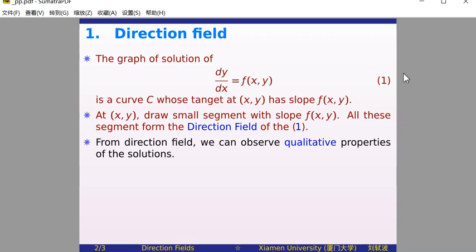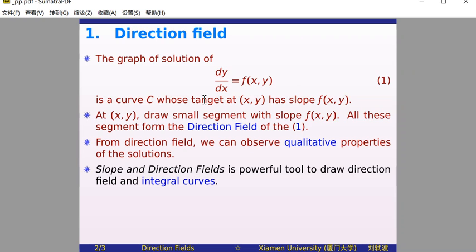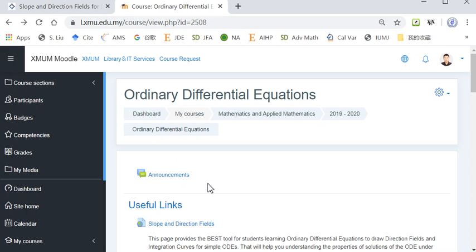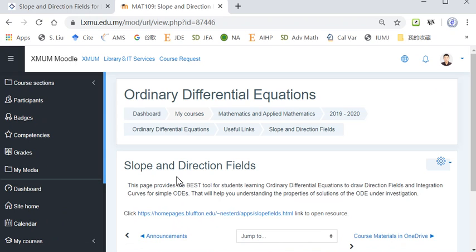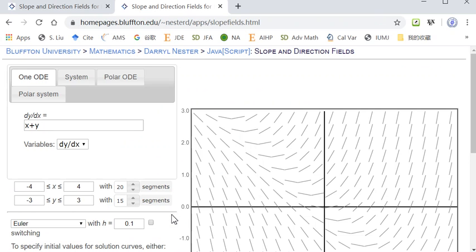Fortunately, there are some computer software programs and even some web pages which make this job very easy and convenient. Here I will recommend this web page called Slope and Direction Fields. The link to this web page has been added to the page of our course. You see here is a useful link. The first link will direct you to this page, and when you click this link here, you will go to the page I just mentioned. Okay, that is this page.